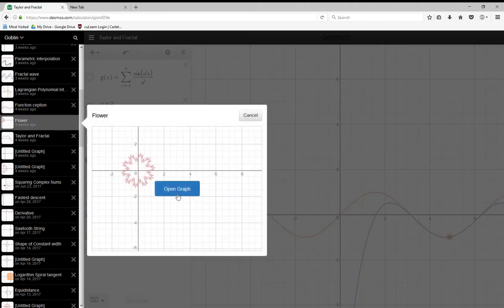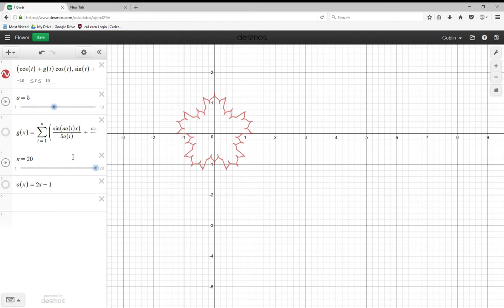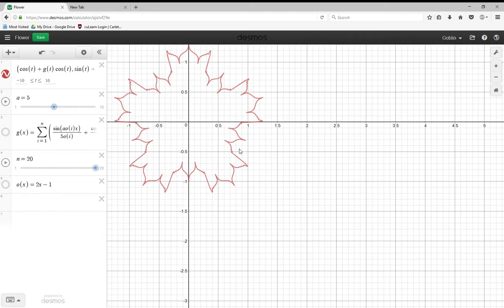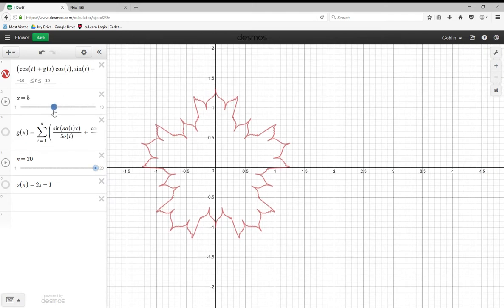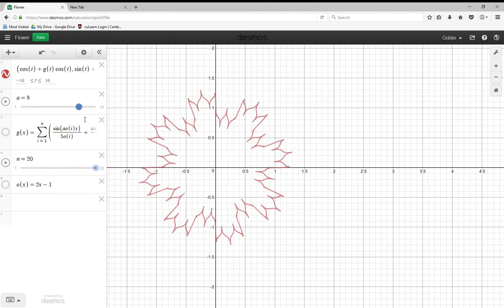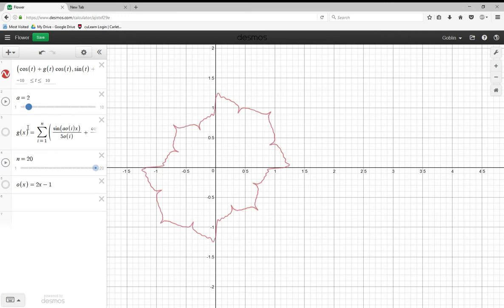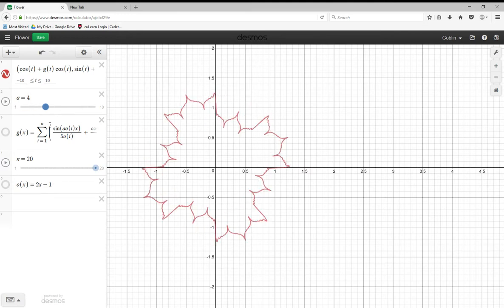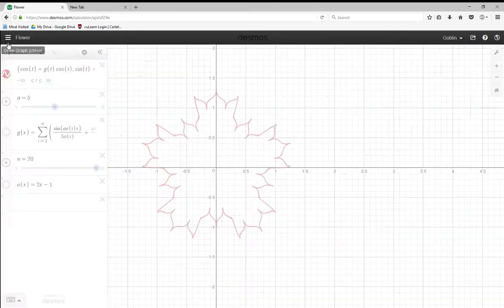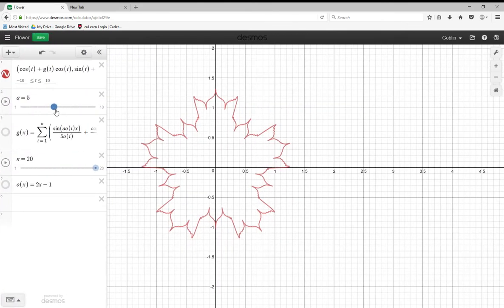Here's another flower thing. Pretty cool. Petals. N. It's progressively finer and finer as N gets higher. And you can make these cool flower shapes. That's 1 petal, 2 petals, 3 petals, 4 petals, 5. Cool stuff. I want to look at 1 petal.